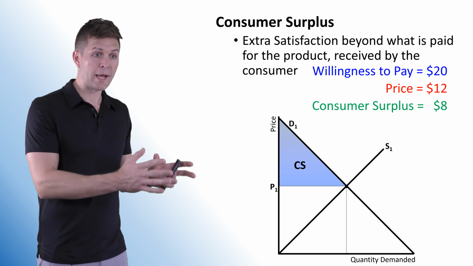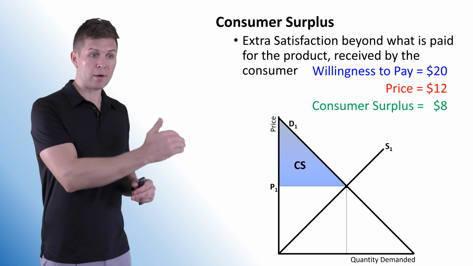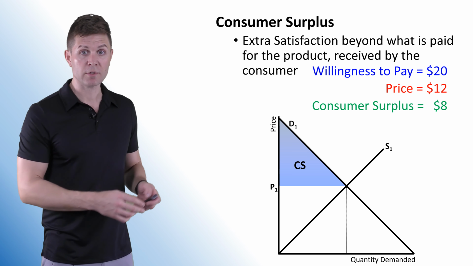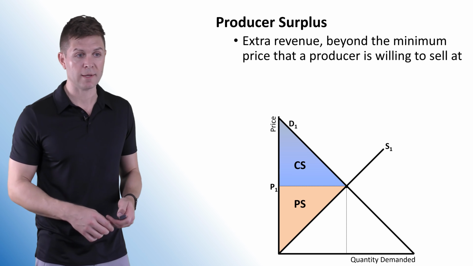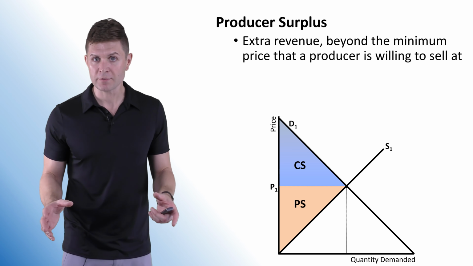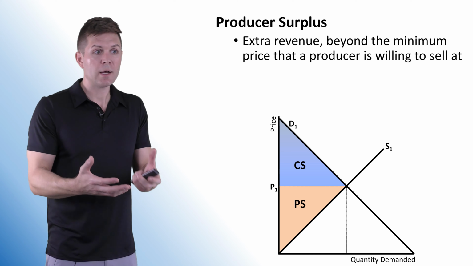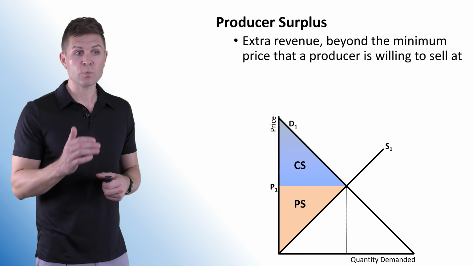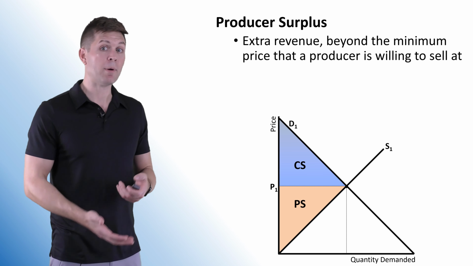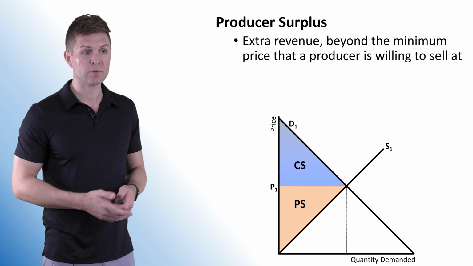Now on the supply and demand curve, the area above the price but below the demand curve represents our consumer surplus, indicated in the blue area there. Now producer surplus is from the producer's point of view. It's the extra revenue beyond the minimum price that the producer is willing to sell at. So everything above the supply curve but below the price represents our producer surplus.